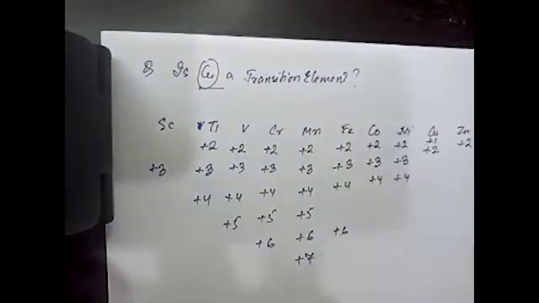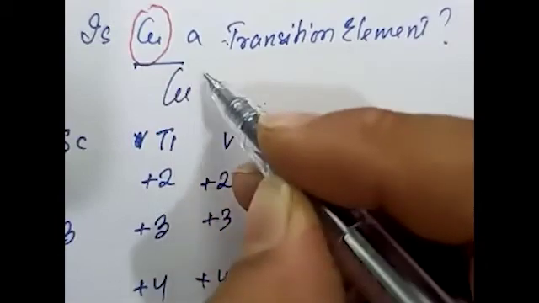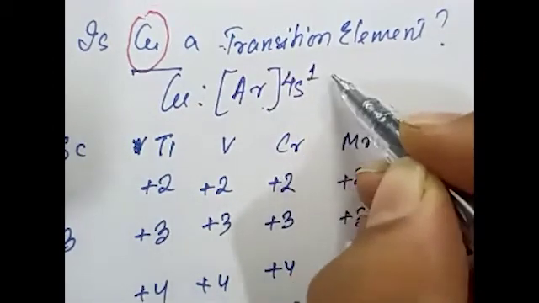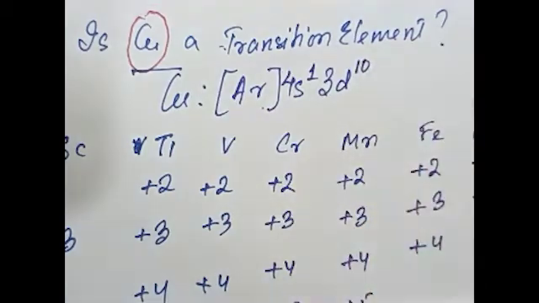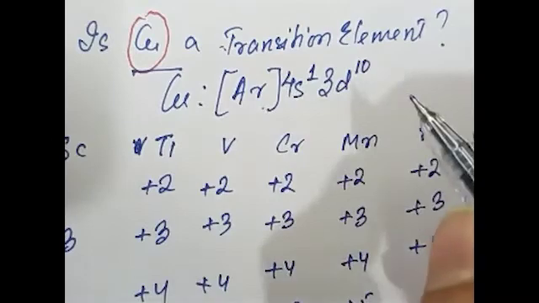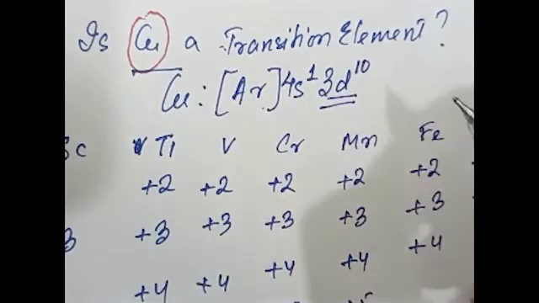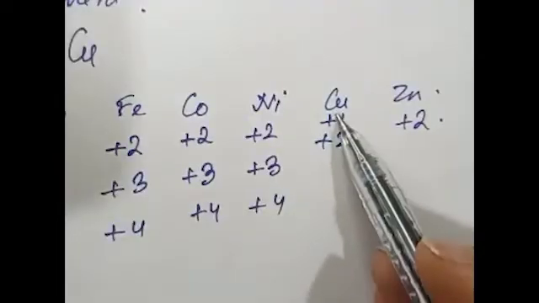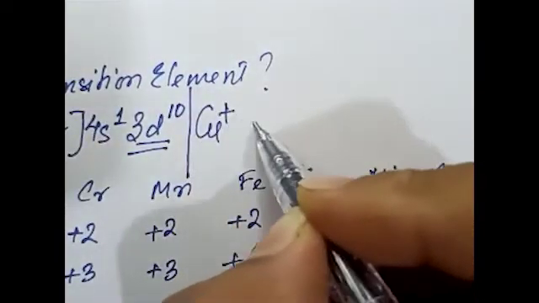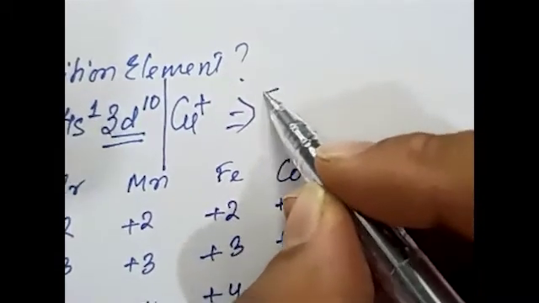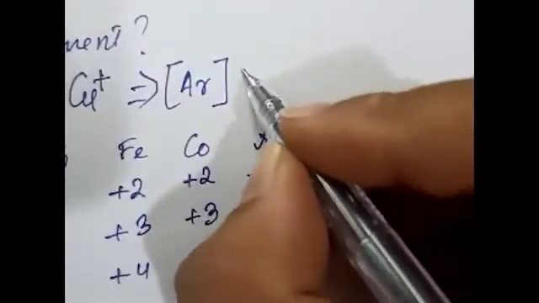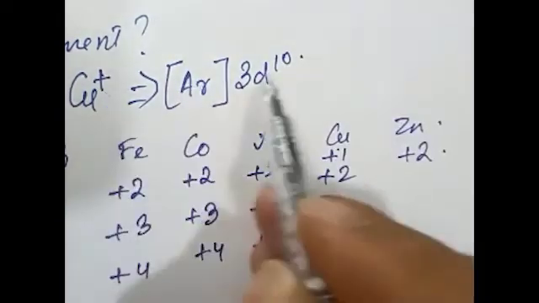So since copper is +1 and +2, let us see how it will look. The electronic configuration of copper will be argon 4s1 3d10. Copper also has this exception in the electronic configuration. Why 3d10? Because completely filled orbitals are more stable. Now if I write copper as +1, it will be copper plus, argon: the 4s1 electron goes away, then 3d will become 10. Copper plus is argon 3d10.